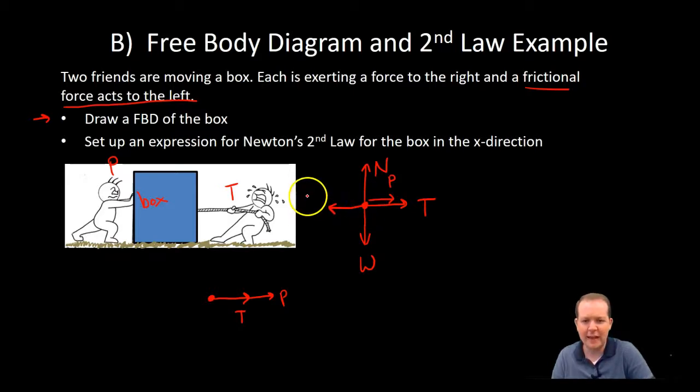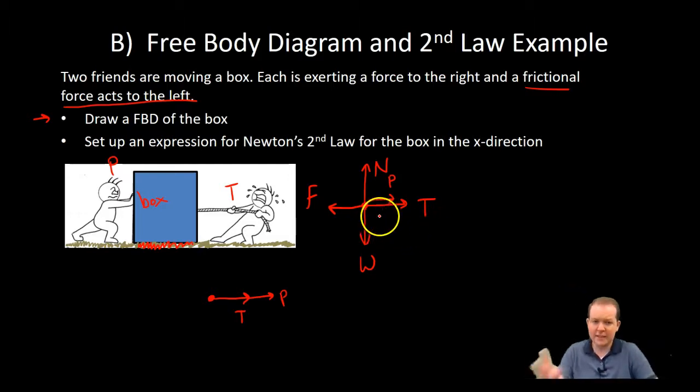I'm going to use a little F like this. Okay, so that's a frictional force between the box and the grass, and friction opposes sliding motion. So that's it. That's our free body diagram. These are the forces acting vertically. These are the forces acting horizontally.